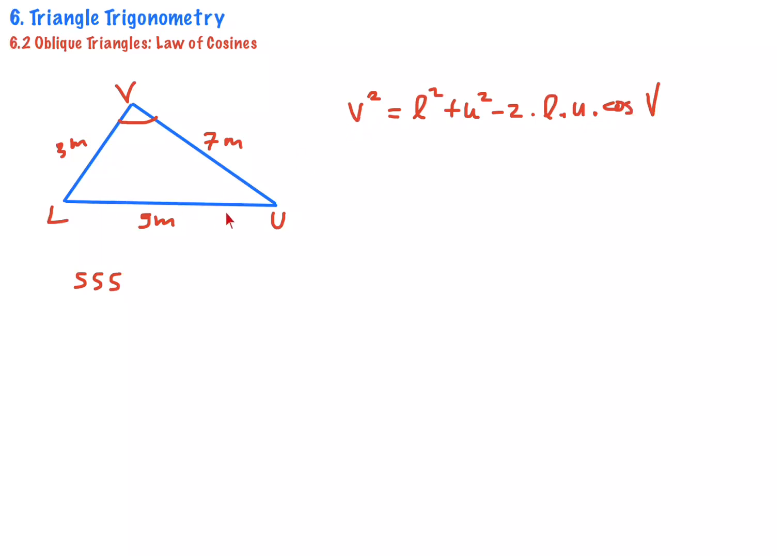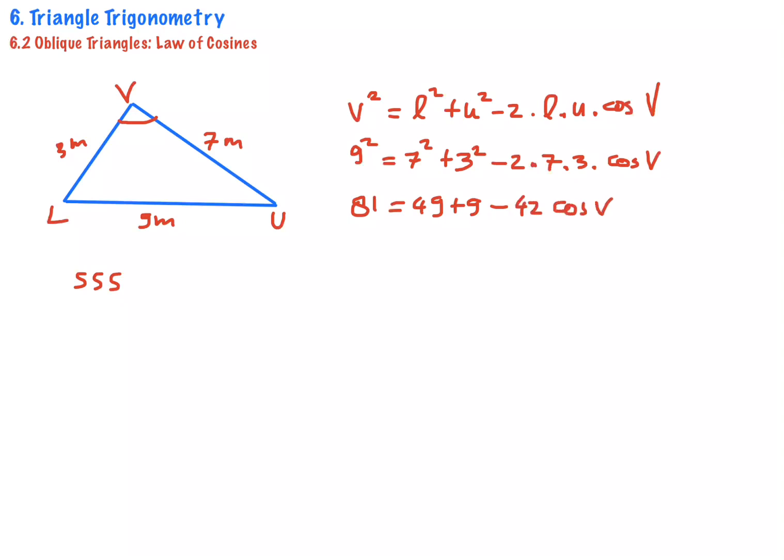The V over here represents the length, so that will be 9 square equal to the L, which is 7 meters, opposite of angle L, plus U square, opposite of angle U, which is 3 meters, 3 square, minus 2 times 7 times 3 times cos of V. So we'll get 81 equal to 49 plus 9 minus 2 times 7 times 3, which is 42 cos V. And then we can just write it as cos V equal to 81 minus 49 minus 9 divided by negative 42.